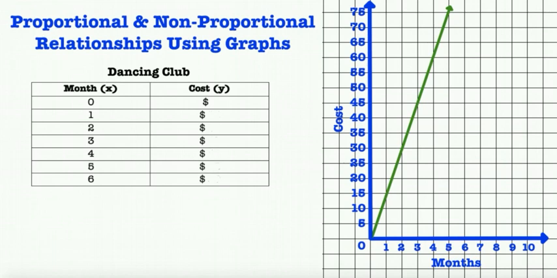Here we have another example. So here we're talking about a dancing club and the relationship between the months and the cost. If we look at our table, we'll notice that the months increase by 1 at a time. However, we don't have our cost here, but if we look at the graph, we could take our line here and use it to fill in our table.